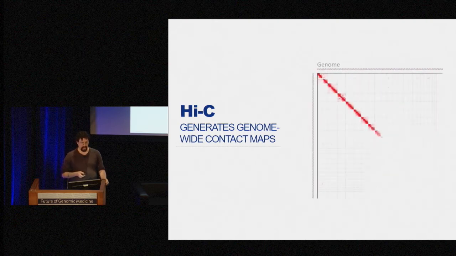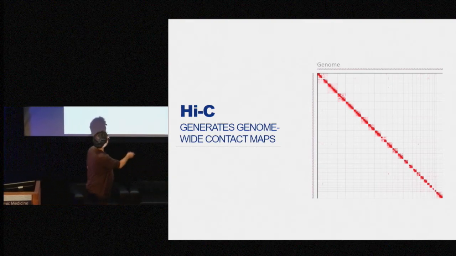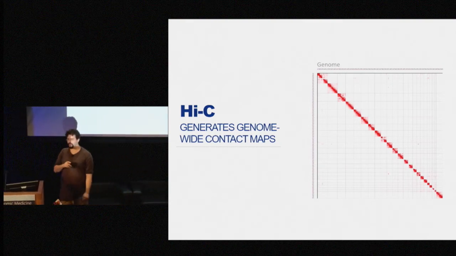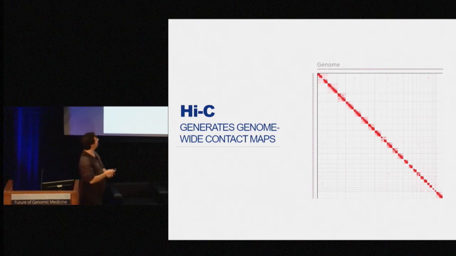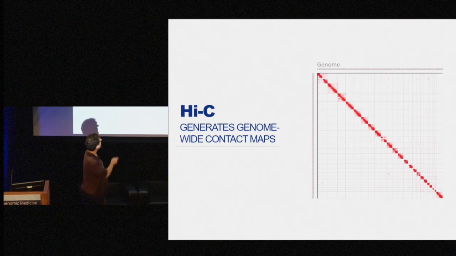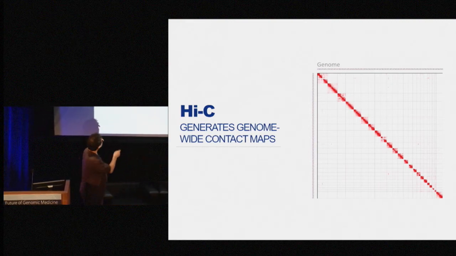There we go. And immediately, some structure actually jumps out at you. You can see these squares. How many squares are there? There are 23 squares. Why are there 23 squares? It's because we have 23 pairs of chromosomes. Each chromosome lives in its own little territory, its own subvolume of the nucleus. It doesn't really interact with all the other chromosomes quite as much. And so that's why you see these bright squares.